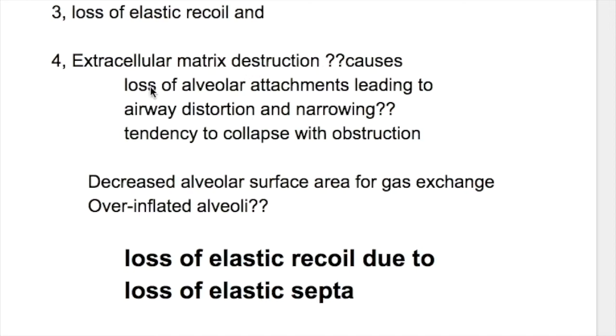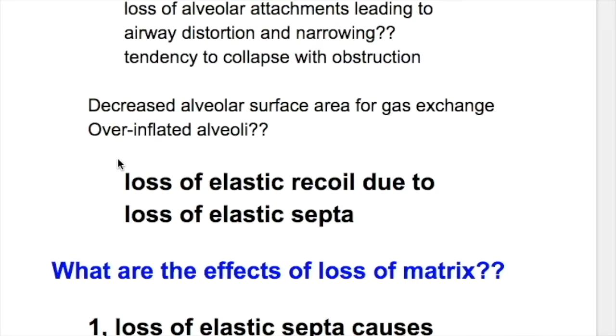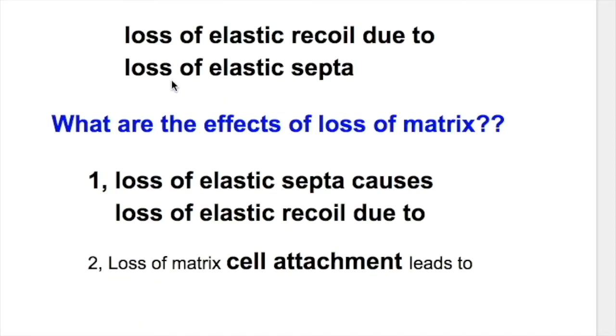So what does it cause? Loss of alveolar attachment, because loss of extracellular matrix leads to airway distortion and narrowing, with a tendency to collapse with obstruction. There is decreased alveolar surface area for gas exchange. Why are alveoli overinflated? Alveoli are overinflated due to loss of elastic recoil, due to loss of elastic septa. Because elastic septa are lost, there is loss of elastic recoil.